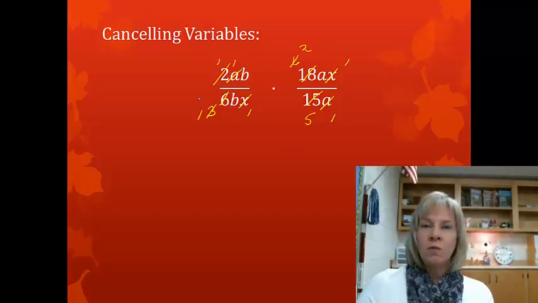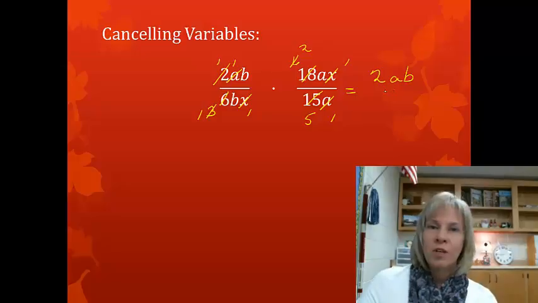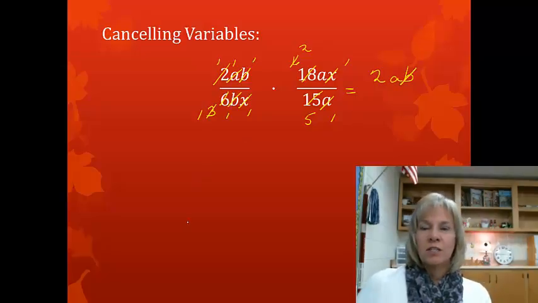All right, now let's see what's left. First, let's do our numbers. 1 times 1 times 2. And then we have a B and an A left over here. So I'm going to bring those across. Oh, you know what? We could have canceled those B's, couldn't we? Yes. So let's cross that out.